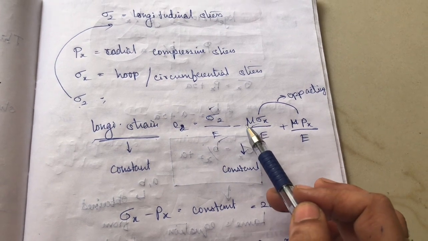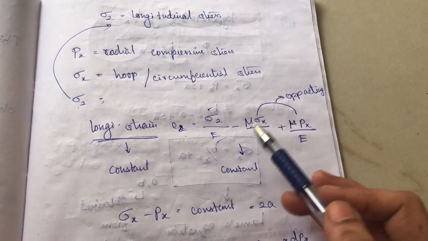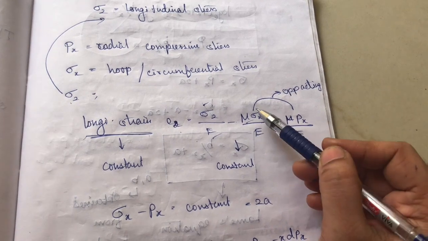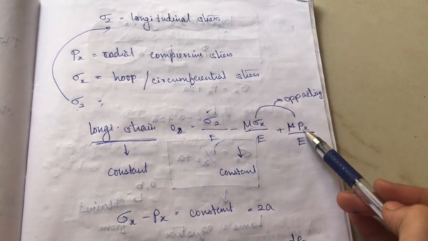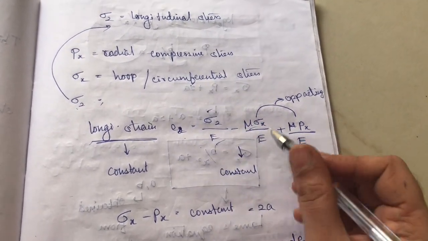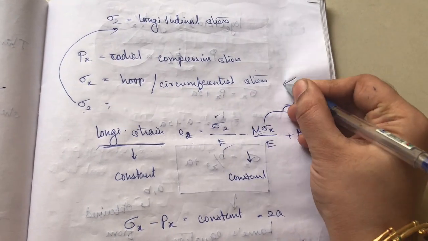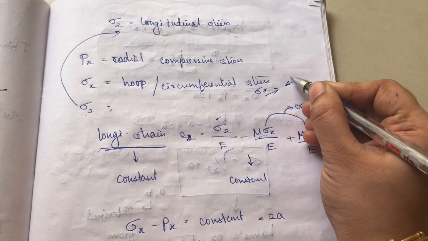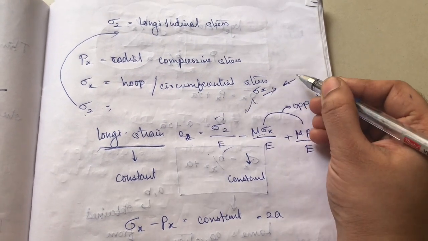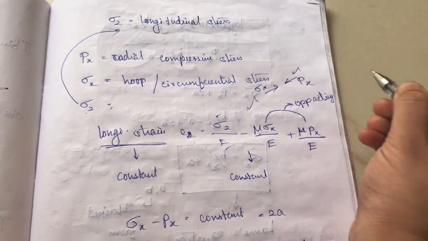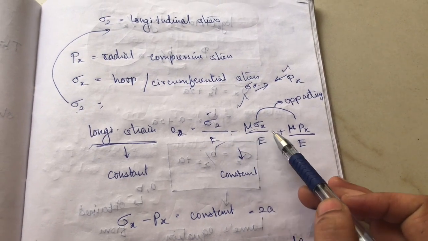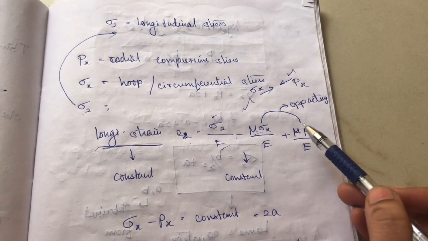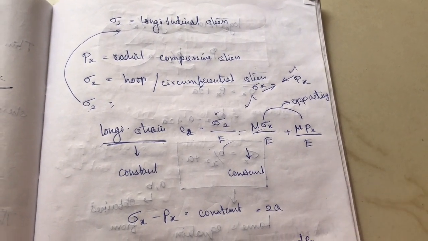We need to include this minus of mu in the other terms. So sigma x, this is for the circumferential and this is for the radial pressure. As you know, these two things are acting opposite to each other, right? So I am just taking this as negative and this one as positive. So minus mu times sigma x by E plus mu times px by E.